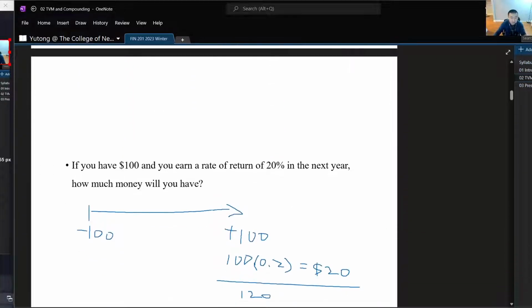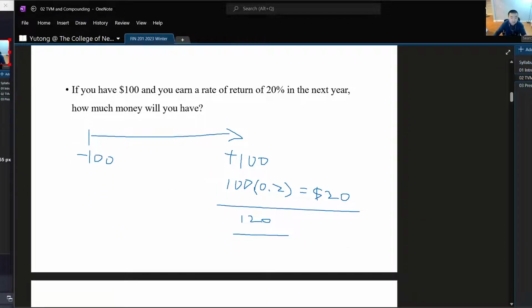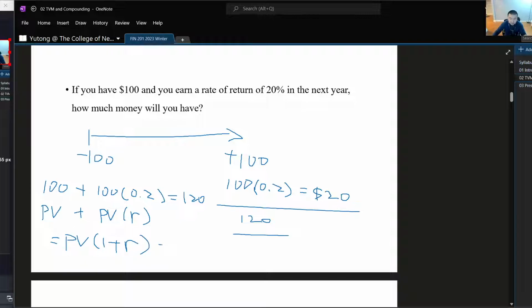If I want to scale this up, we can look at the second example, where we have $100 to begin. So basically it is 100 plus 100 times 0.2, which is 120. So the initial investment, the present value, is 100, plus the present value times the rate of return. This is equivalent to PV times 1 plus R, which is 100 times 1.2. Okay, so what does this mean?